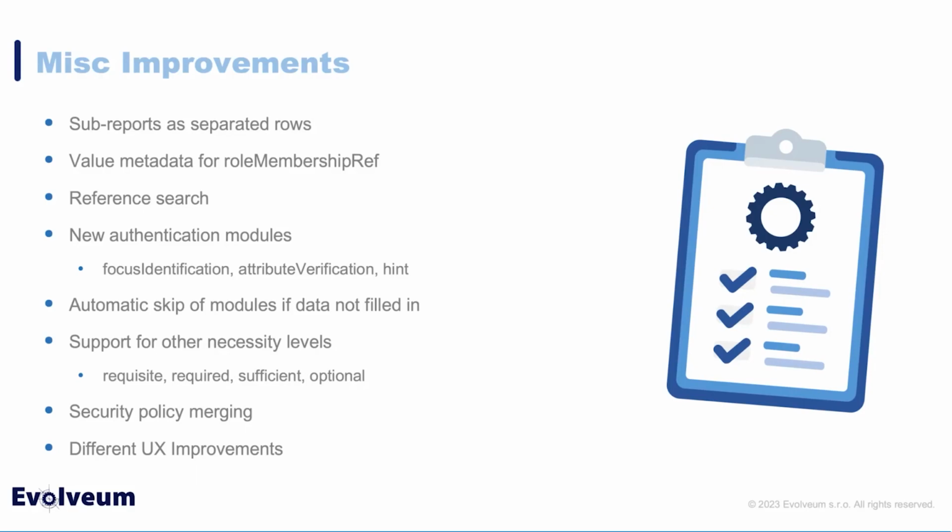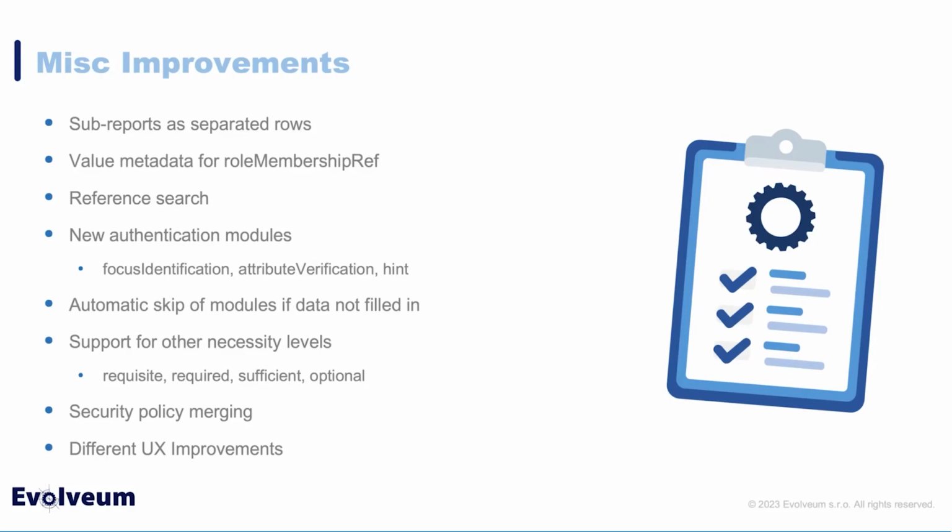To support flexible flows for password reset, we needed to extend the flexible authentication feature. One extension is that new modules were added. These are focus identification, attribute verification, and hint module. All those modules can be used only in combination with other modules with stronger security. Even when all three are defined, but there are no other modules with stronger security, authentication won't be successful.